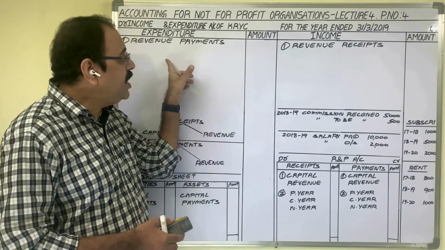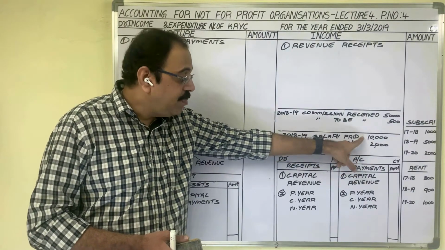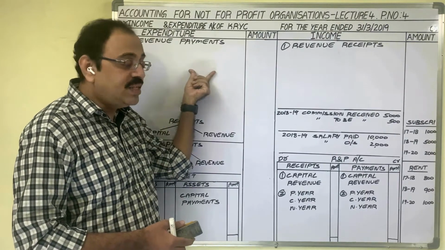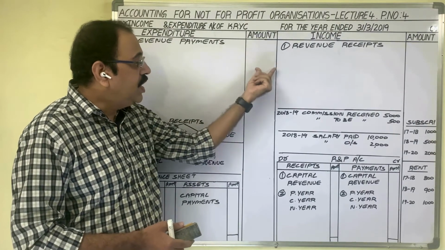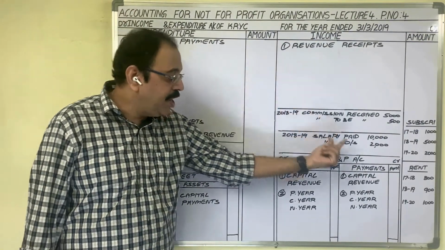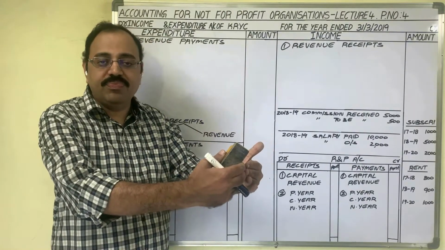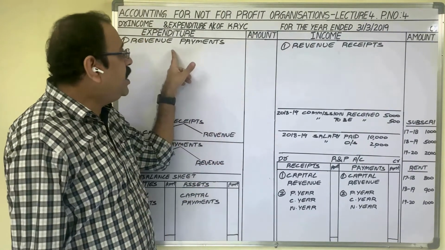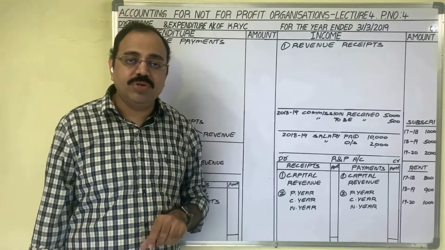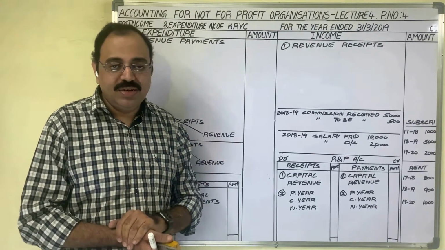Therefore, on the expenditure side, we show these two amounts: salary paid 10,000 rupees plus outstanding salary 2,000 rupees. In the outer column, 12,000 rupees we show. Therefore, payment means really how much cash is going from the firm, that amount. Expenditure means the paid amount plus the outstanding amount. If you consider both, then it becomes expenditure.